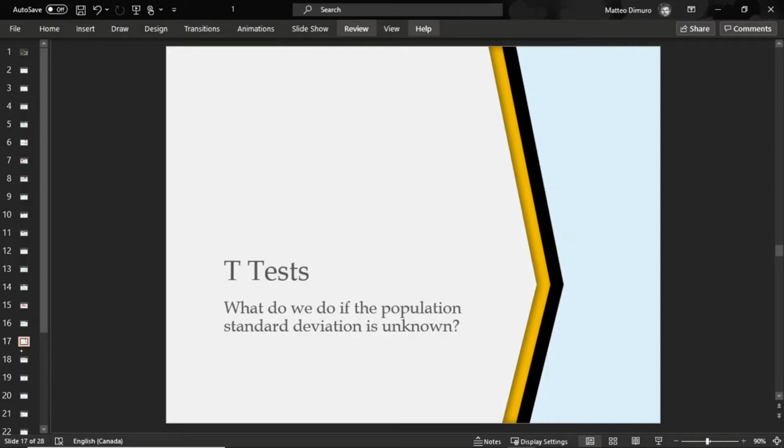Now we're going to look at the t-test. So what's the t-test? Well, we have our z-test that we looked at last time, but I mentioned last time, what if we don't know the population standard deviation, or what if we have a small sample? Well, that's what the t-test is for.